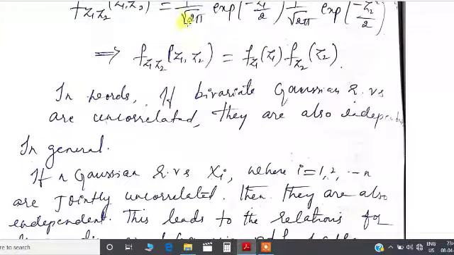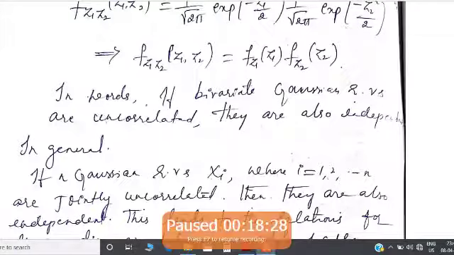I hope you will follow this lecture and try to understand what we mean by the normalized Gaussian random variable and the PDFs.